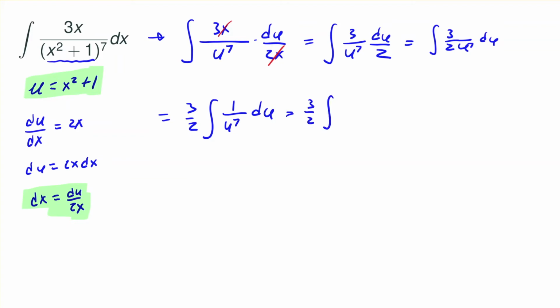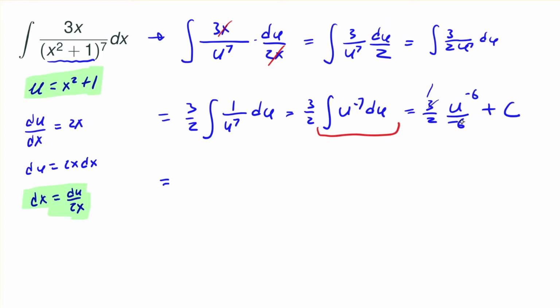Then we can rewrite 1 over u to the 7th as u to the negative 7th power, so we can reverse the power rule. So then let's take the antiderivative of this right here. We get 3 over 2 u to the, add 1, which is negative 7 plus 1. Negative 7 plus 1 is negative 6. And also divide by the number. And because this is an indefinite integral, we must write plus c.